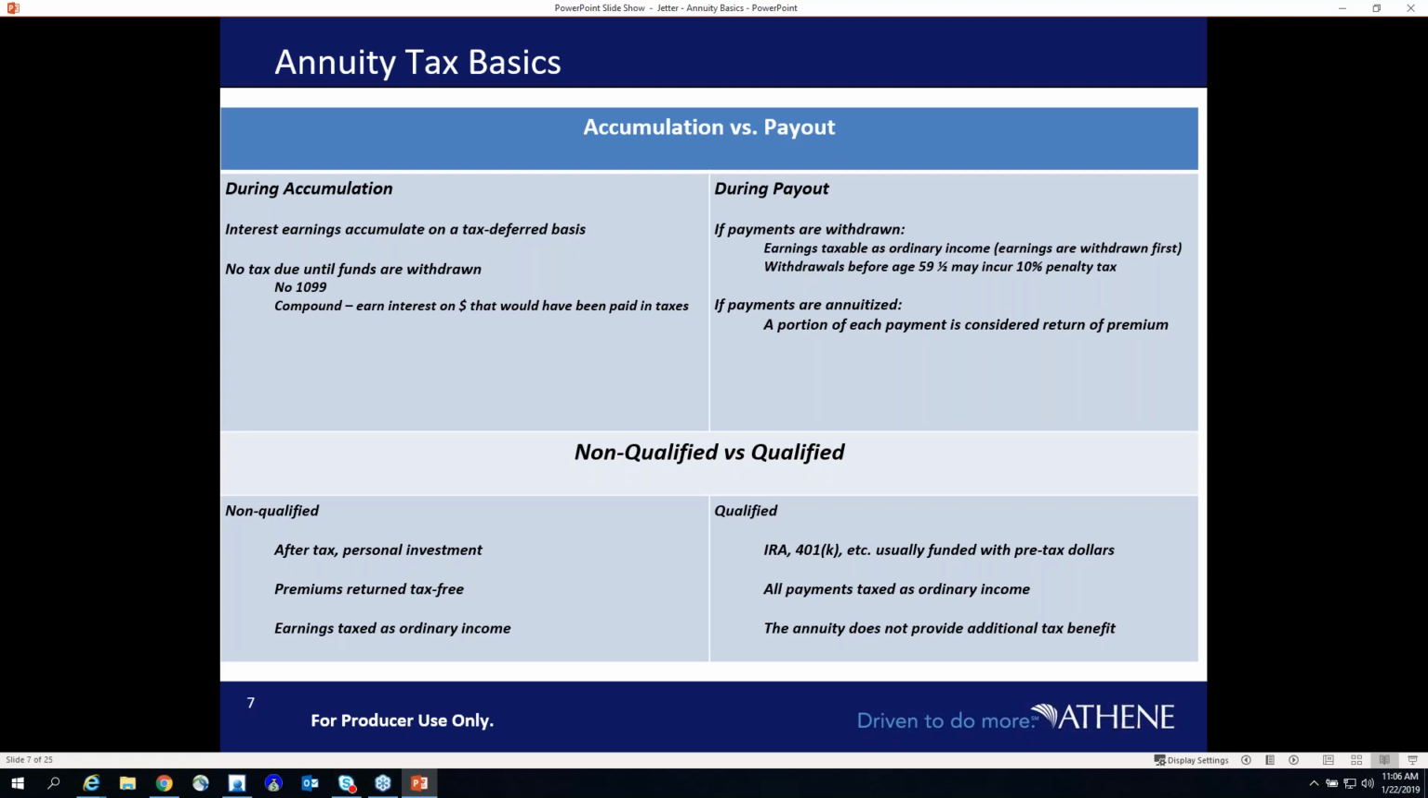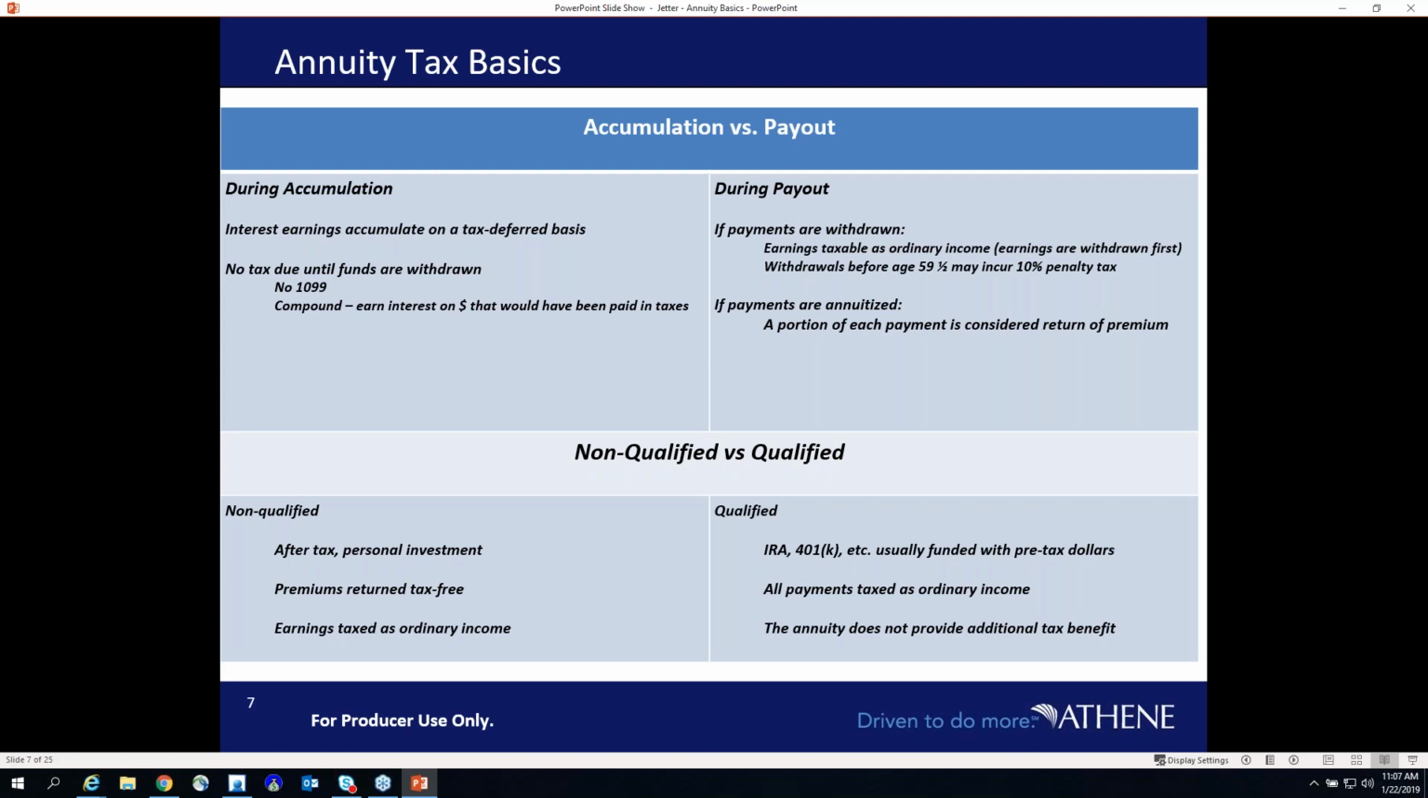During the accumulation phase, interest earnings accumulate on a tax-deferred basis. So annuities are tax-deferred, so any interest or gains that a client makes inside the contract, you will not be taxed on until they withdraw that money. So no tax due until funds are withdrawn. There's no 1099, and it does have a compounding effect because clients get to earn interest on the dollars that they would have paid in taxes. So very, very nice way to accumulate in an annuity with the tax deferral.